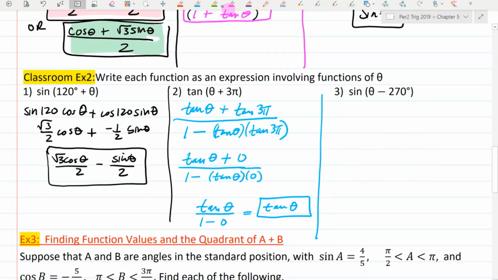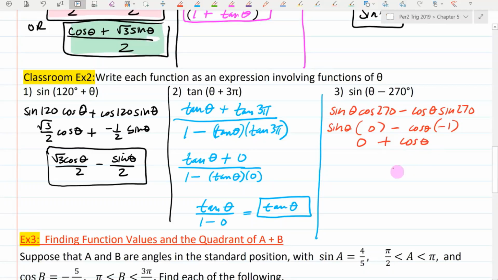All right. And then for the last one here, number 3 that you should have finished: sine theta cosine of 270 minus cosine theta sine of 270. So this will be sine theta times 0 minus cosine theta times negative 1. So 0 plus cosine theta, which is cosine theta.